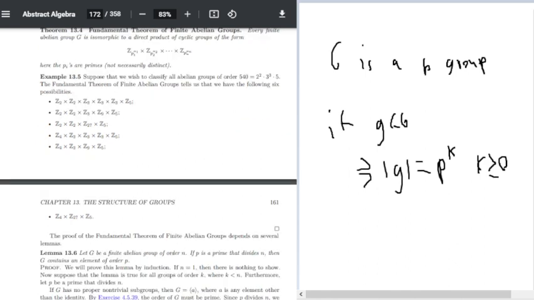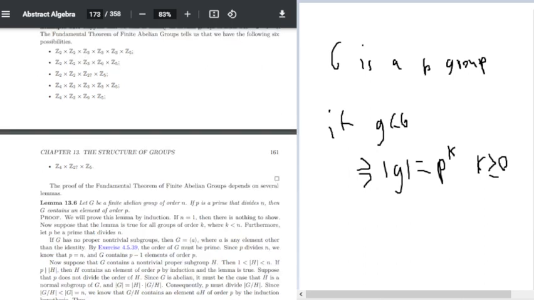Example 13.5. Suppose that we wish to classify all abelian groups of order 540 = 2^2 × 3^3 × 5. By the way, just to clarify, we're going to be doing the proof later. We're just showing an example of application now. The fundamental theorem of finite abelian groups tells us that we have the following 6 possibilities: Z2 × Z2 × Z3 × Z3 × Z3 × Z5, Z2 × Z2 × Z3 × Z9 × Z5, Z2 × Z2 × Z27 × Z5, Z4 × Z3 × Z3 × Z3 × Z5, Z4 × Z3 × Z9 × Z5, and Z4 × Z27 × Z5.